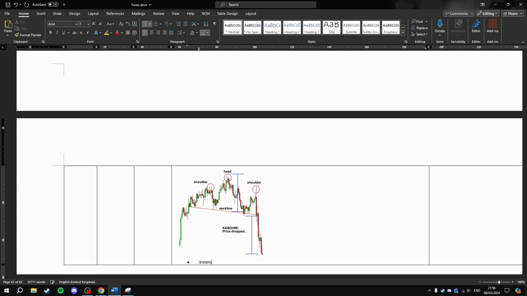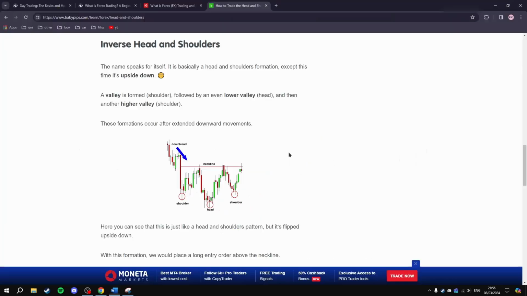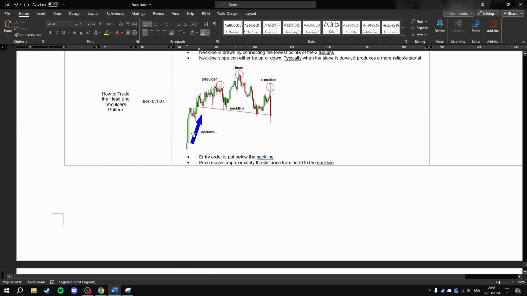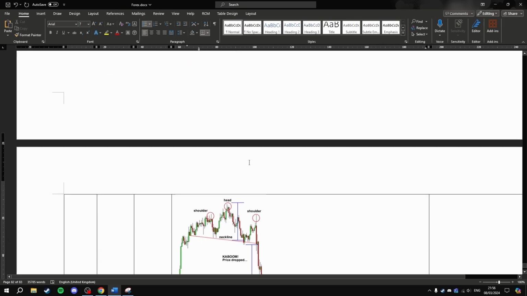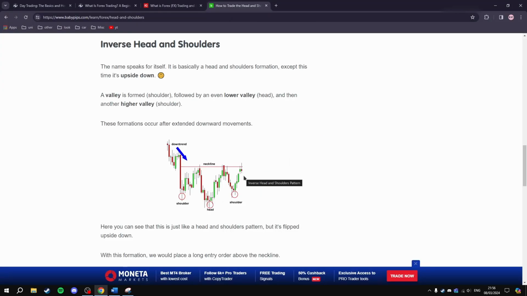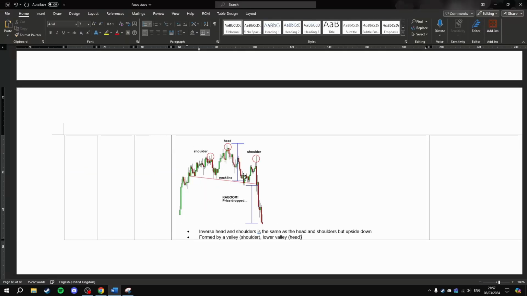Inverse head and shoulders is the same as the head and shoulders but upside down. Formed by a valley, shoulder, lower valley, head, valley, shoulder.